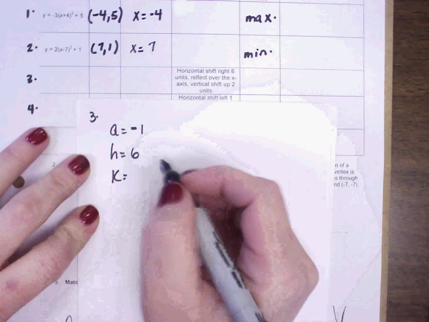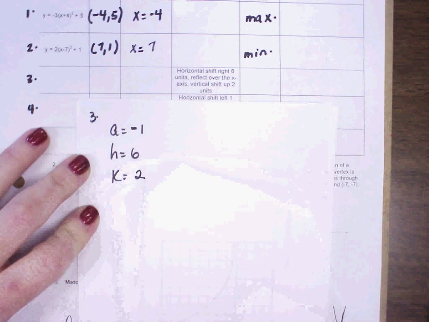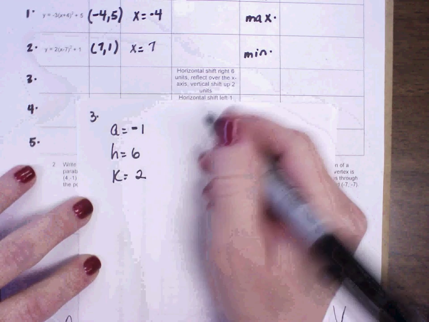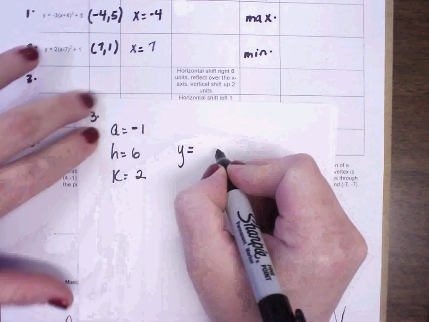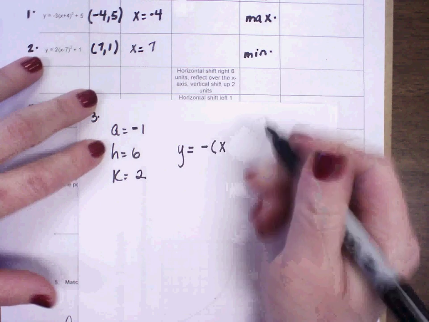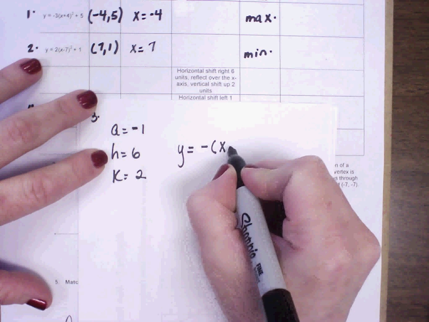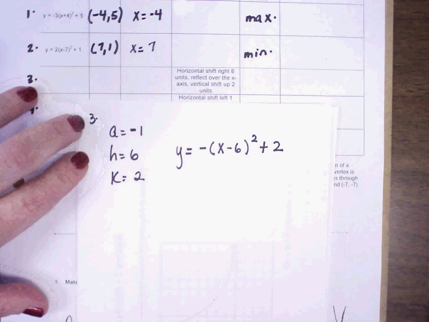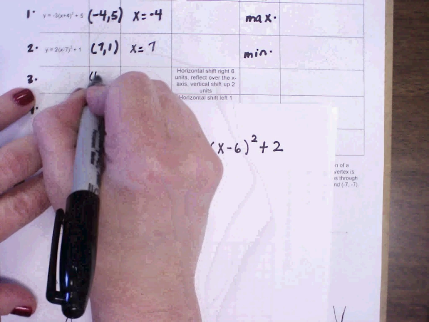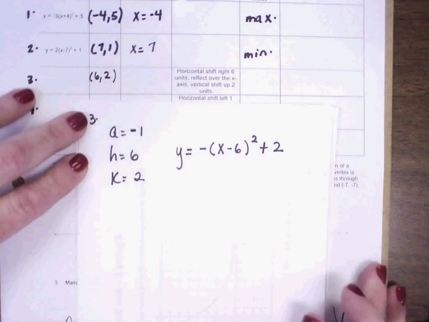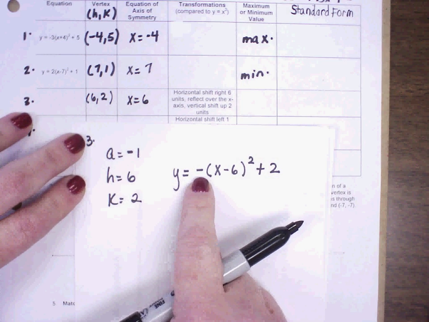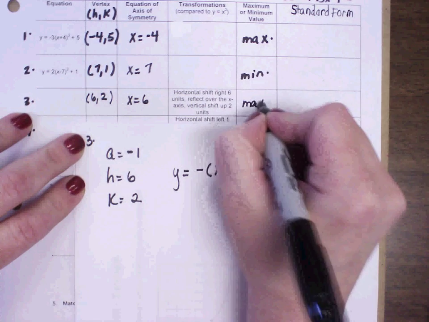And then it says that it has a vertical shift of 2 units up. So my k would be positive 2, right? And then I come over here and I plug in, right? So my vertex form would be y equals negative, x minus 6 squared plus 2. All right. What's my vertex? 6 and 2. What's my axis of symmetry? X equals 6. It opens down, so it has a maximum.